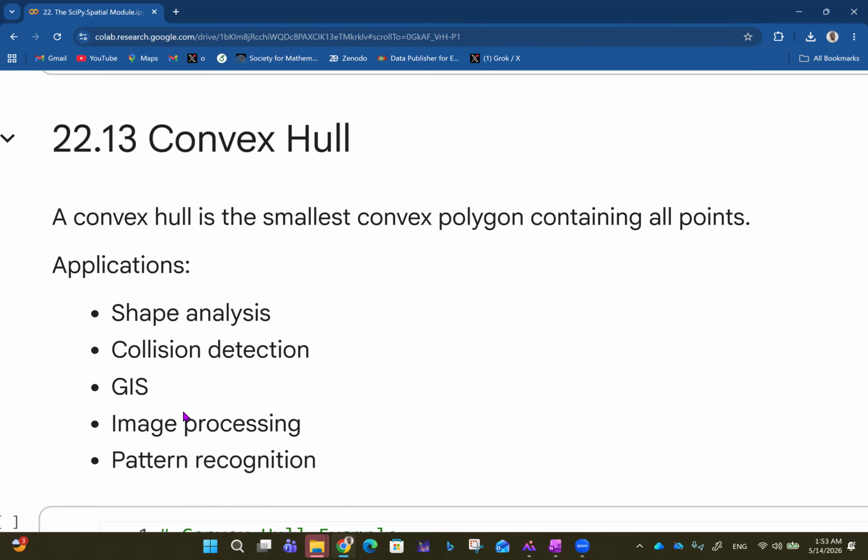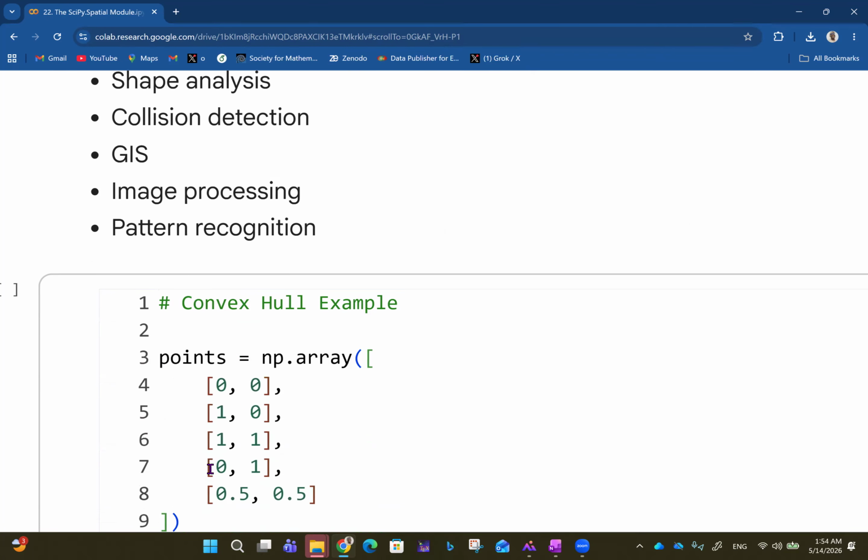Then we have the convex hull. A convex hull is the smallest convex polygon containing all points. A polygon is a plane figure that has three or more sides and angles. So that's why a triangle is a polygon. The applications are in shape analysis, collision detection, GIS, image processing, and of course pattern recognition.